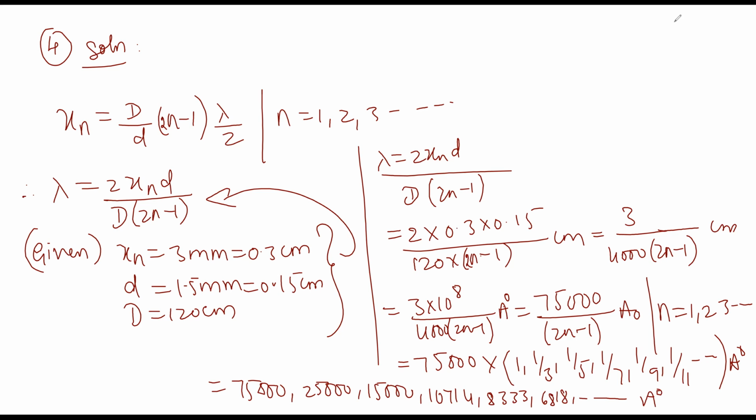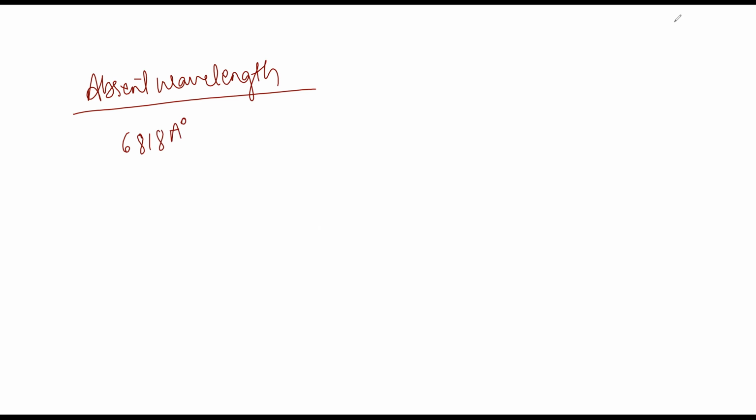Therefore, in the visible range, it is coming in the range of 4,000 to 8,000. The absent wavelengths are 6,818 angstrom, 5,769 angstrom, 5,000 angstrom, and then we are getting 4,411 angstrom. So this is the solution for the fourth question.